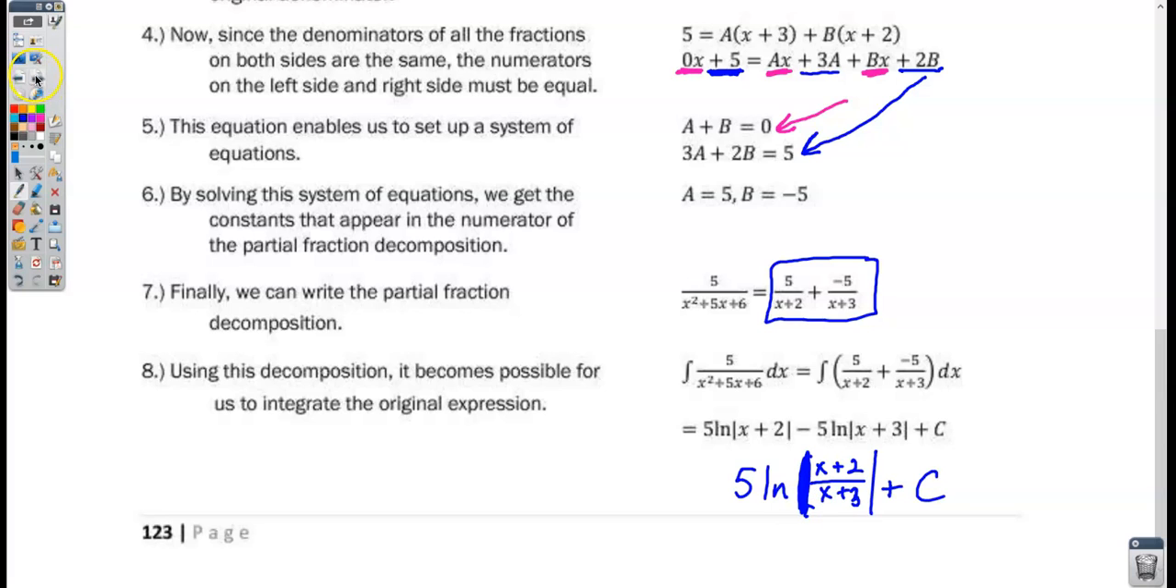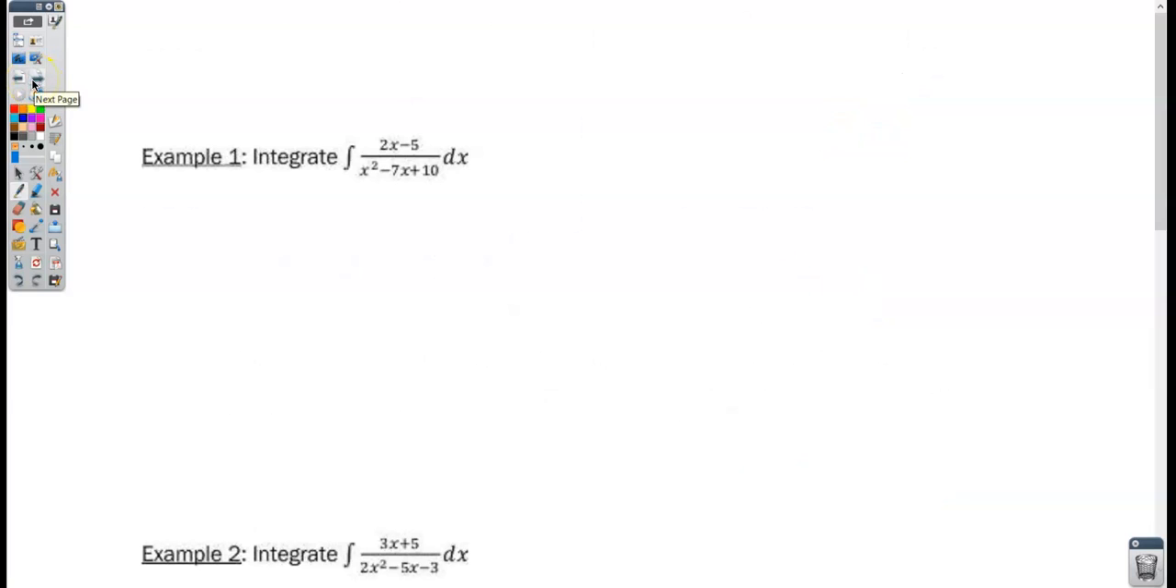Let's go ahead and we'll work our way through a few examples doing this. All right, so the first thing I'm going to do in example 1, I want to integrate 2x minus 5 over x squared minus 7x plus 10. So I'm going to factor my denominator. x squared minus 7x plus 10 is equal to x minus 2 times x minus 5. So those are going to be my denominators in my partial fraction decomposition.